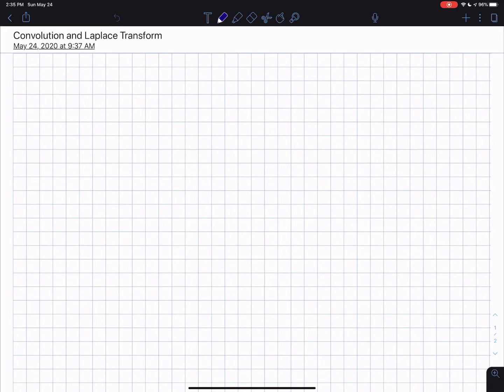So we'll be talking about what convolution is and what the connection is between convolution and Laplace transform, and we'll define the convolution and give you the theorem and use it in solving differential equations.